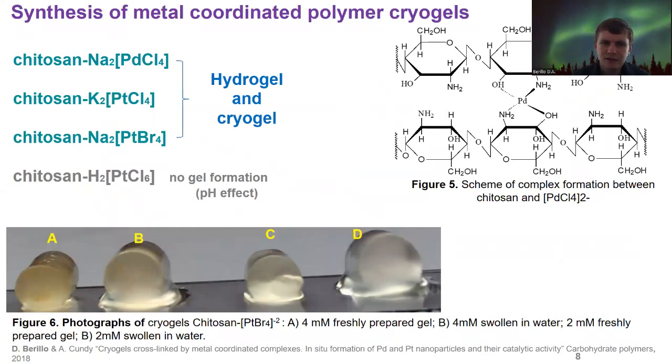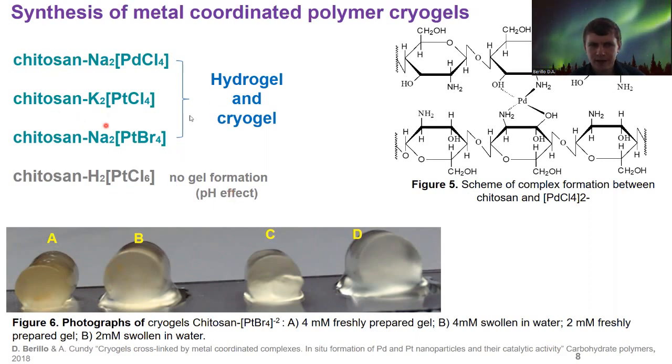Also, we found that we can form similar complexes with palladium and platinum. We did not observe formation of gel when mixing the platinum complex, platinum hexachloride, and this is due to pH effect. The pH of the reaction mixture was low, and that led to protonation of all amino groups of hydrazine, and there were only electrostatic interactions, and electrostatic interactions are very fast.